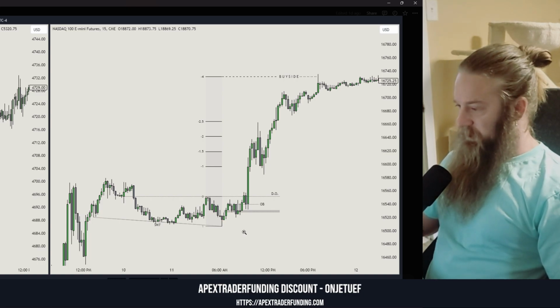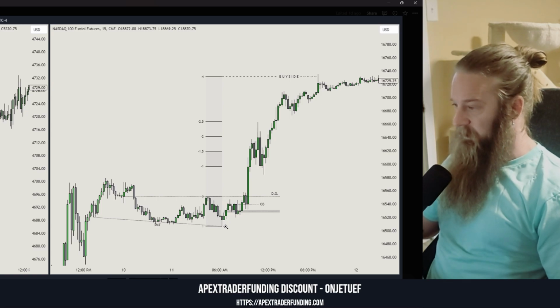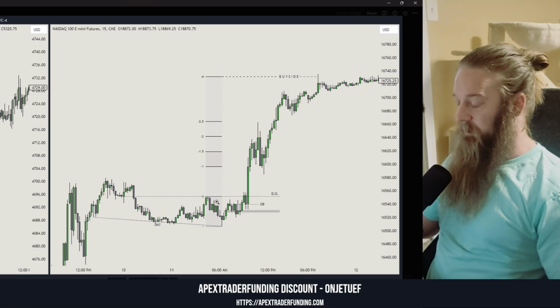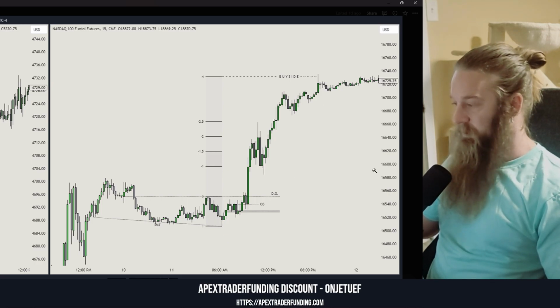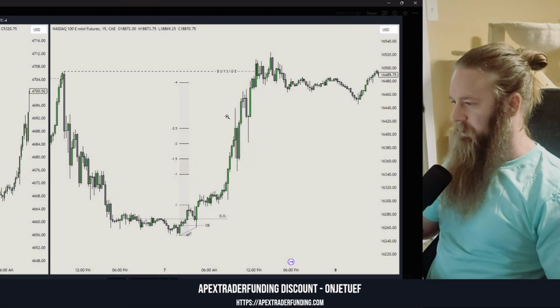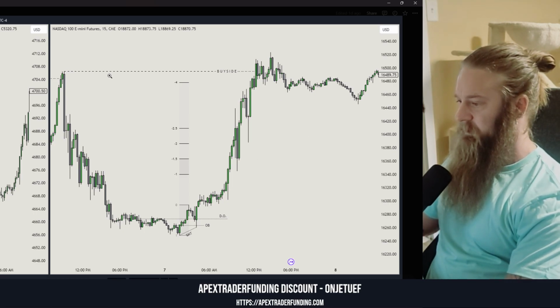There is always SMT. There's SMT at the lows in this case on the 15-minute chart. So this was manipulated lower on NQ than it was on the other ones. So there's that example. The other one was a big, giant market maker buy model.